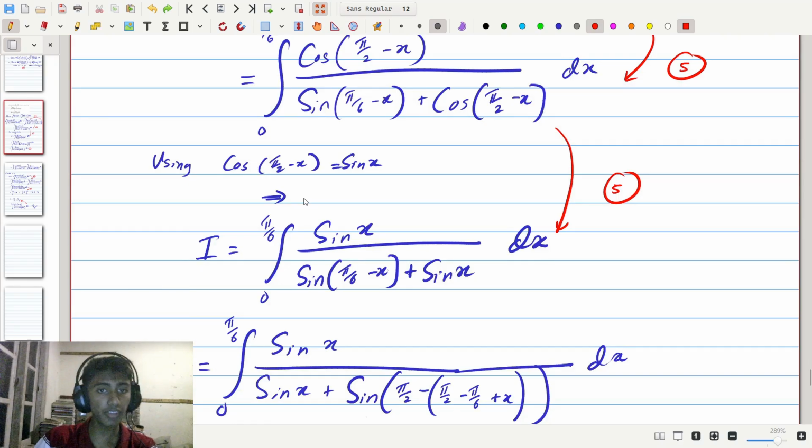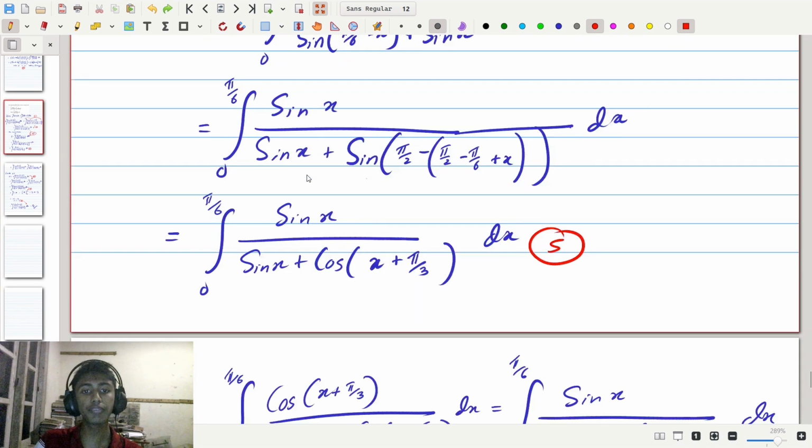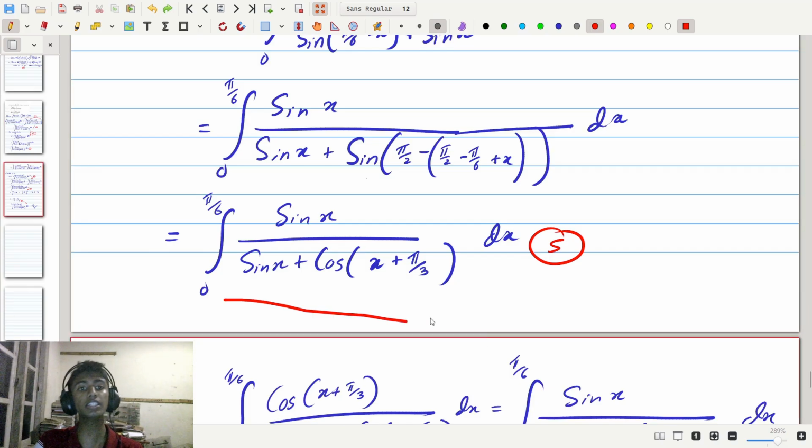At this point after that, when you then use this trigonometric identity to substitute in some of these trigonometric values, as in the cosine of pi by 2 minus x as sine of x, and get to this point right here, you get 5 marks. And when you simplify it all down and you get the final answer of this integral here, the integral from 0 to pi by 6 of sine of x divided by sine of x plus cosine of x plus pi by 3 with respect to x, you get 5 marks.